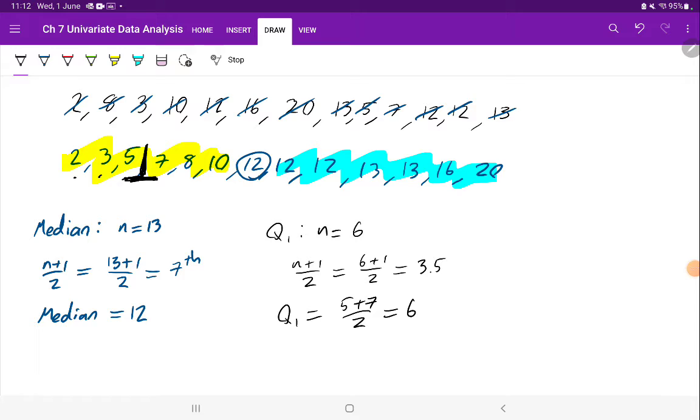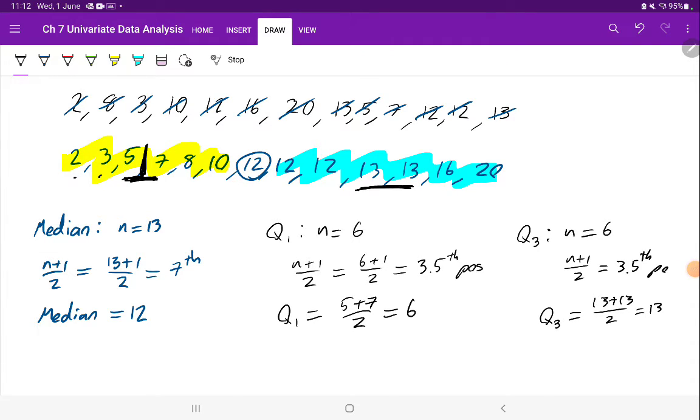Similarly, for the upper quartile, it's also going to be in the 3.5th position. And so it's going to be 13. Q3 is going to be 13 plus 13 over 2, which is just 13. Alrighty, so we now know all of our difficult numbers to work out, and we've split our data into 4 equal parts using these 3 numbers.